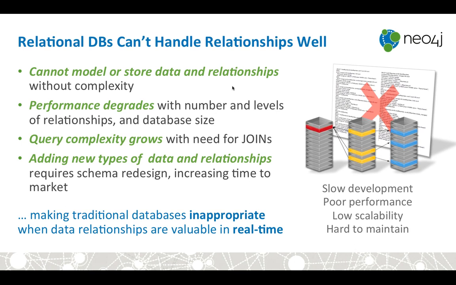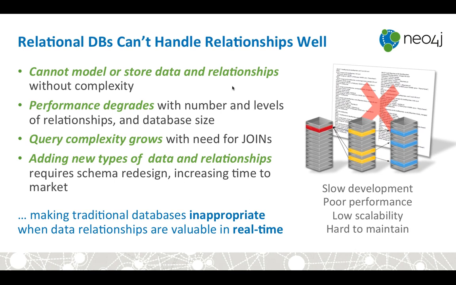So if we summarize that, relational databases, despite the name, which is confusing, can't handle relationships that well. Because as soon as you start to add more relationships to your data model, you add complexity, implicit complexity, which is actually not part of the domain or business model, but is just a part of the database model. I also mentioned that performance degrades with the number and the levels of relationships, and so the query complexity grows.